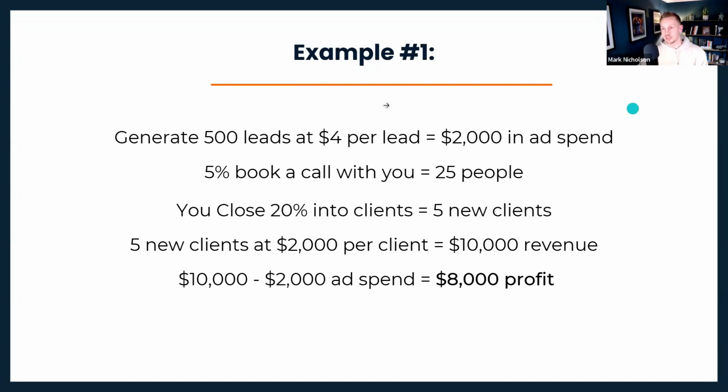So if you then convert out of those 500 leads, 5% into a booked call, then that's 25 people you're speaking to. If you close 20% into a client, you've got 5 new clients. And if you're charging $2,000, you've made $10,000 in revenue, minus the cost of acquisition, which is $2,000, it's now $8,000 in profit. That is a system. On average, if I spend $2,000 in ad spend, it costs me $4 per lead, I'm going to get 500 leads. On average, I convert 5% into calls, 20% into a customer. So on average, I make this much based on this much investment into ads.